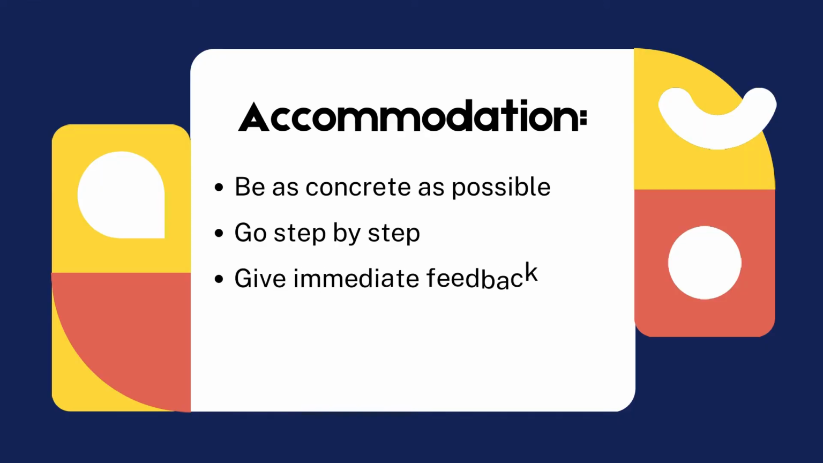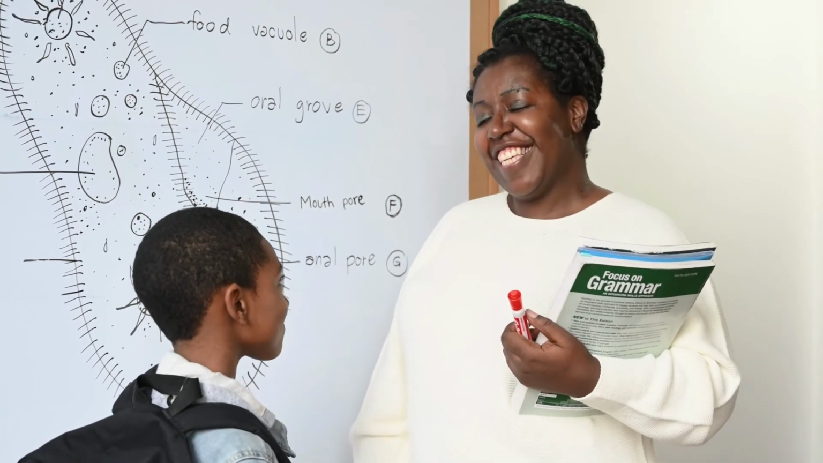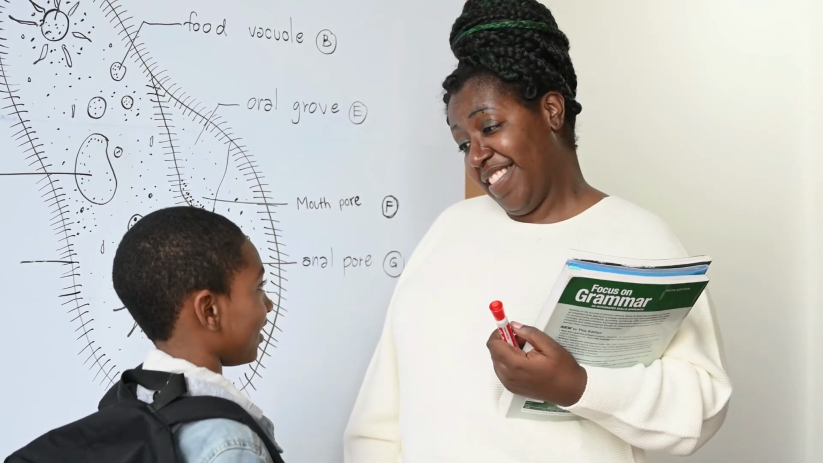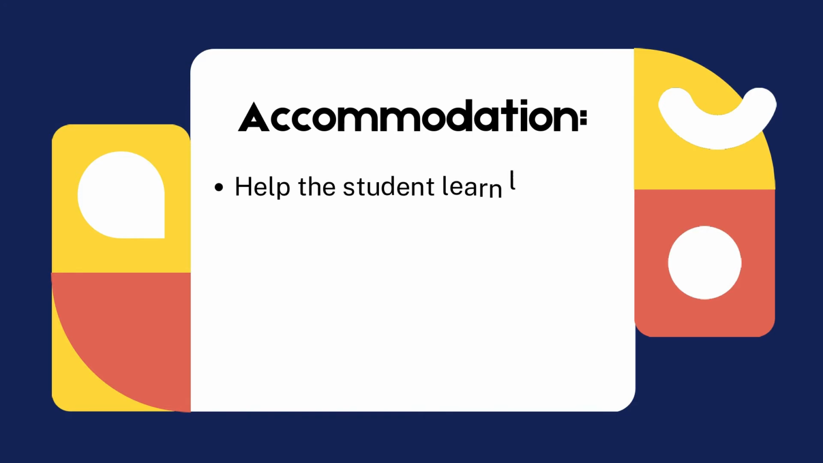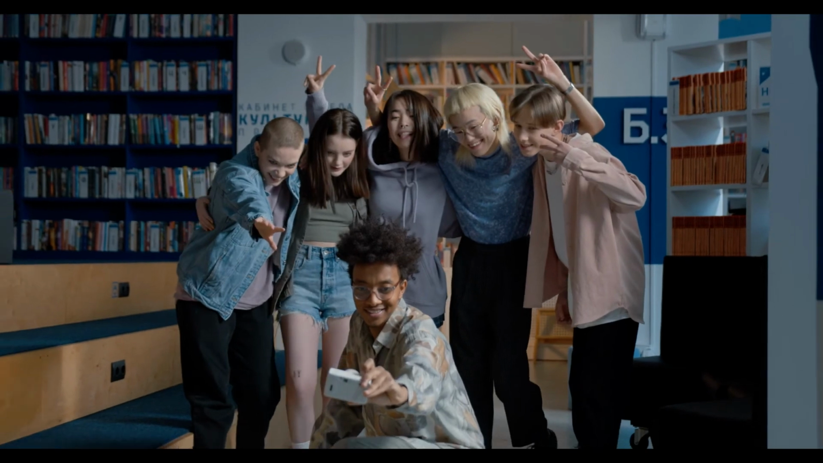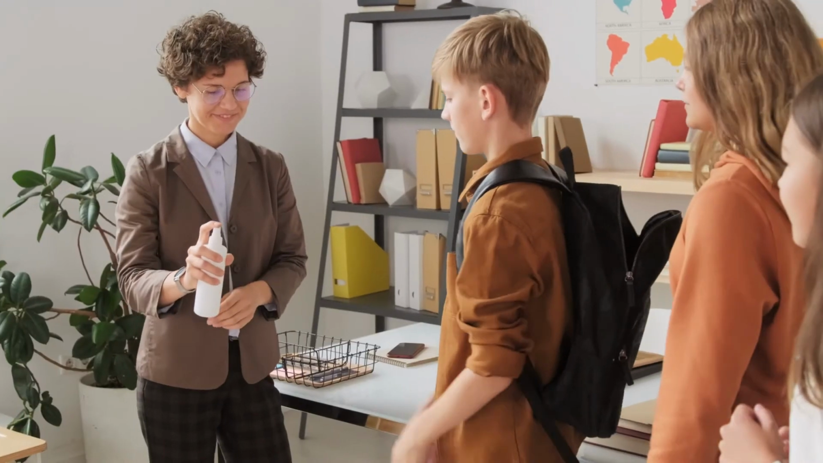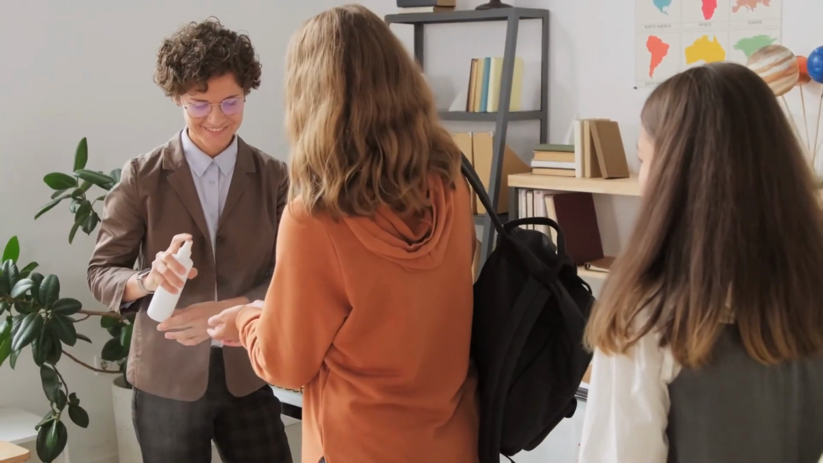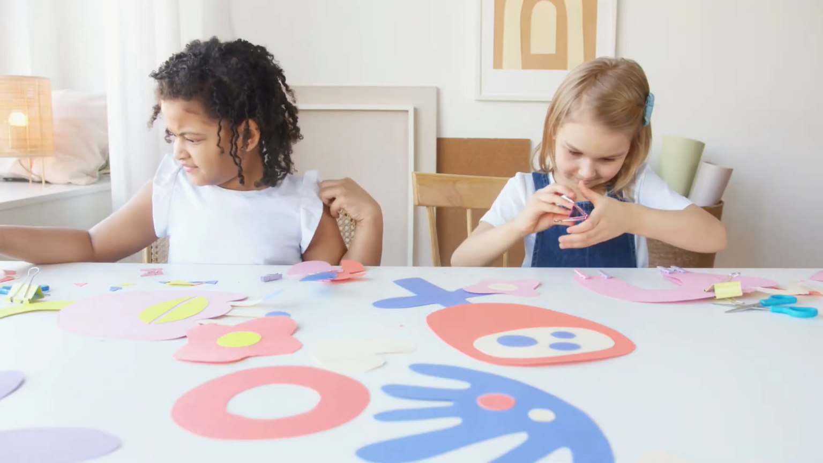Give immediate feedback. Immediately providing feedback helps the students make a connection between their answers, behaviors, or questions and the information you're presenting as the teacher. Help the student learn life skills. Schools play an important part in helping students with these life skills, which include health and safety, personal hygiene, manners, getting along with others, basic math and reading, money management, and skills for the workplace.